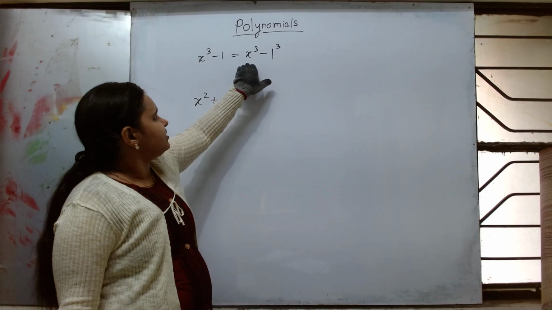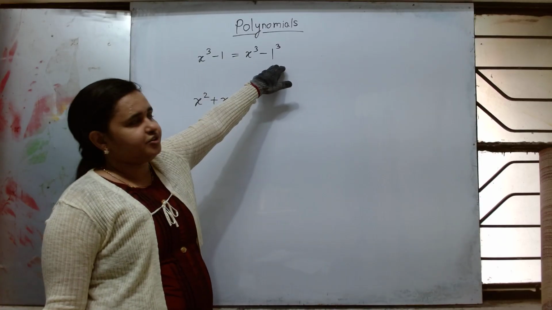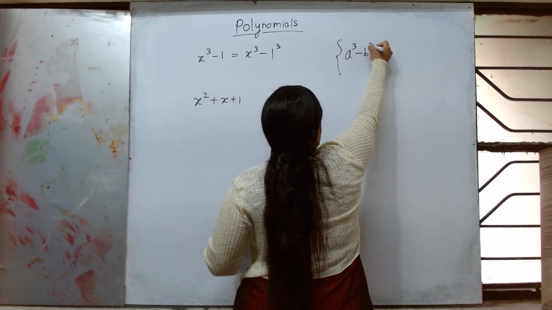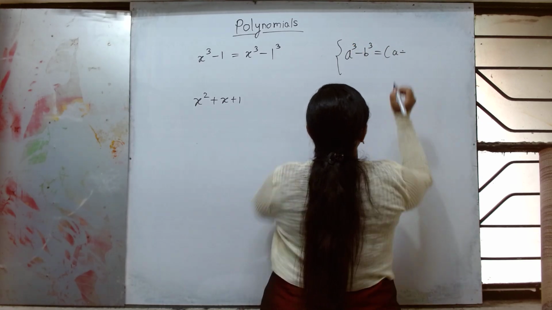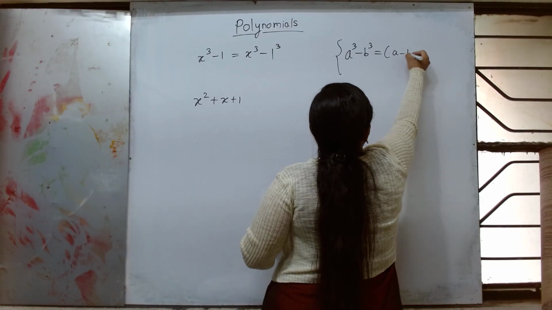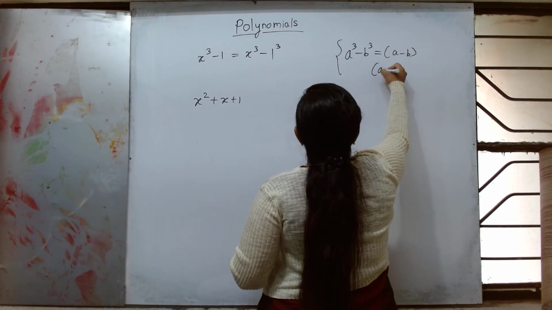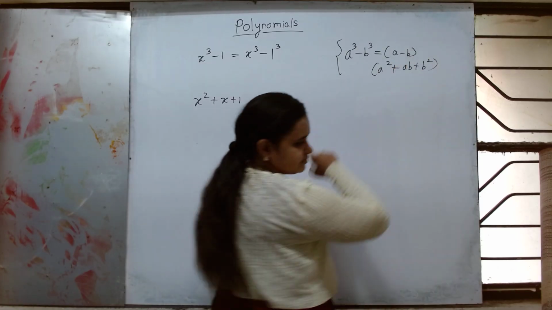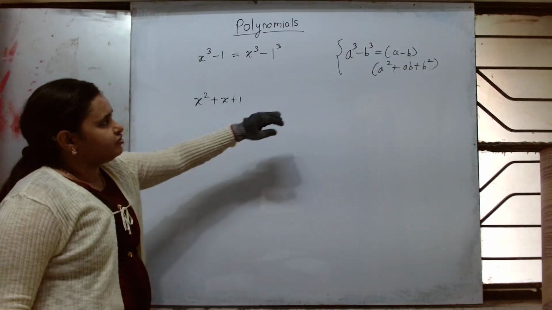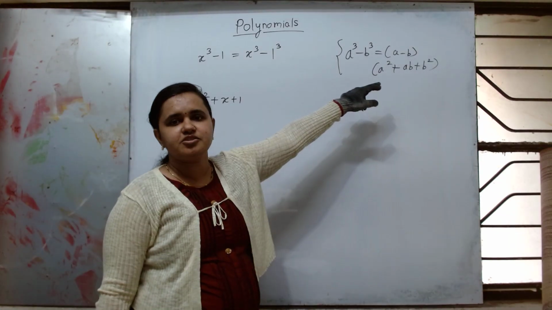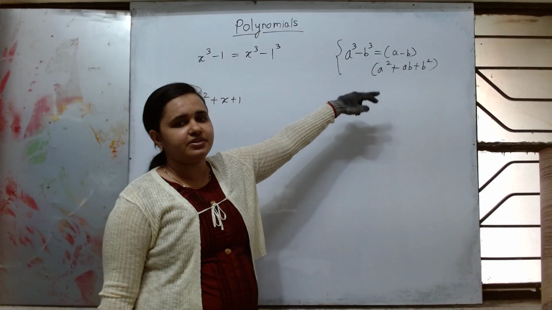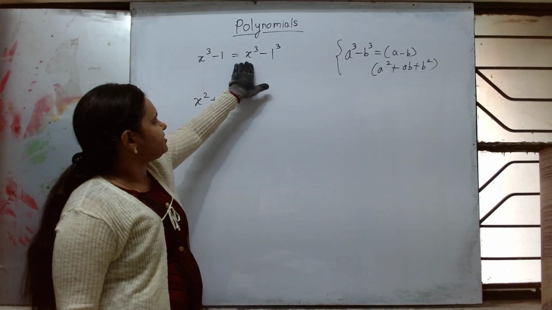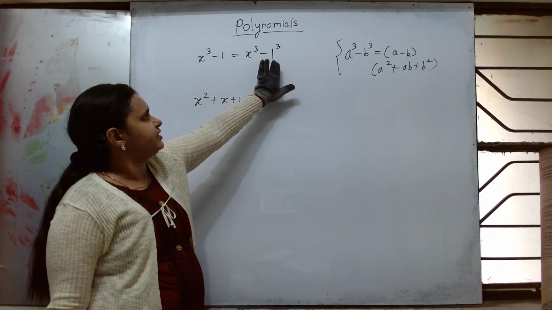We can derive the formula for a cube minus b cube. What is the formula for a cube minus b cube? It is a minus b into a square plus ab plus b square. So we can put this formula in this. This is a cube minus b cube, a is x and b is 1.